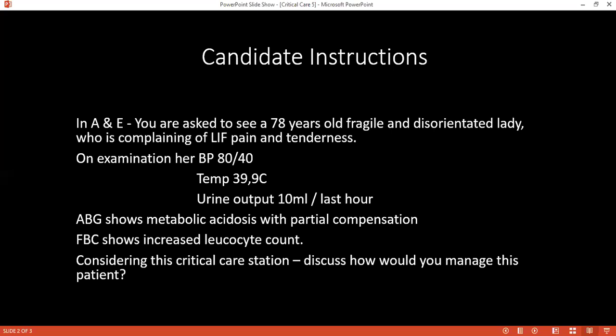What are the disadvantages of doing open drainage in this age group? Like delayed wound healing. Yes, and also scarring and high morbidity. Forget scarring. She is 78 or 80 years old, she doesn't care about the scarring. High morbidity. So what is another alternative that you can offer? Can go for percutaneous drainage guided by CT scan or ultrasound.